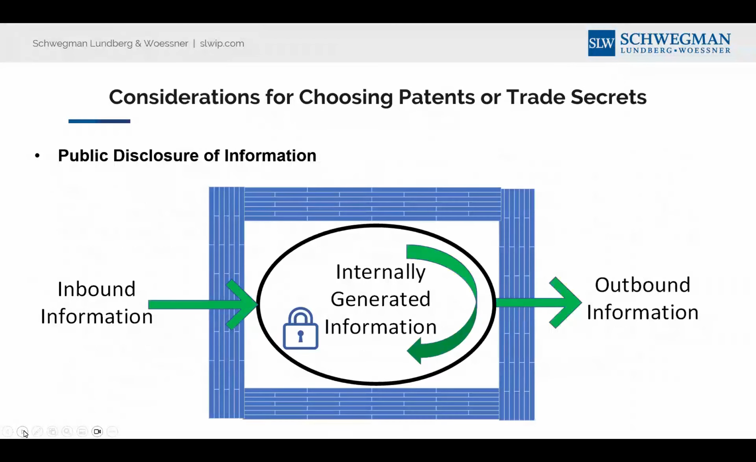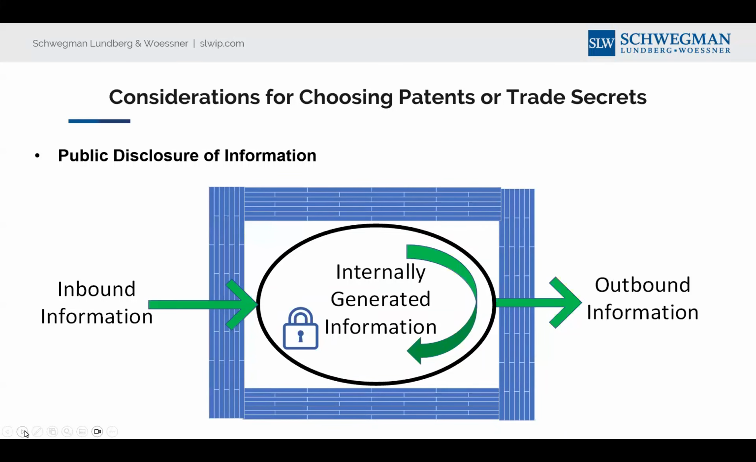Next slide, please. So one part of that is public disclosure of information, and I have this under choosing between patents and trade secrets, but I get a lot of questions about this, and I can see folks run into problems around this too. Even with patents, public disclosure of information can cause a loss of rights. In trade secrets, it can destroy the trade secret. In patents, it can keep you from being able to obtain patent protection for your invention if it's been publicly disclosed outside the company.